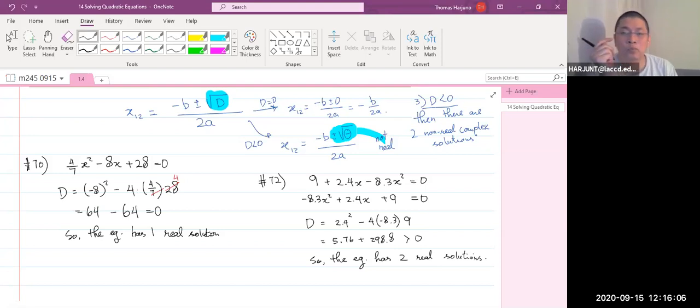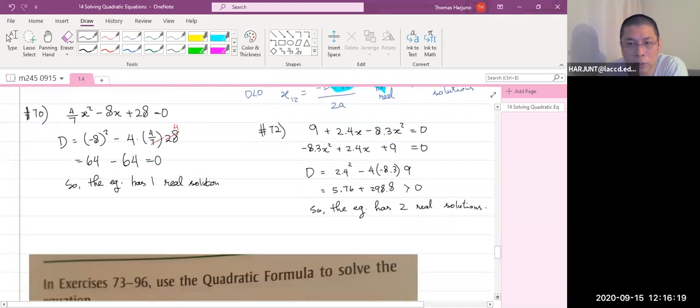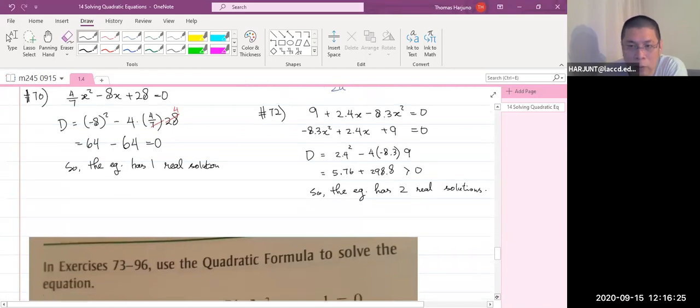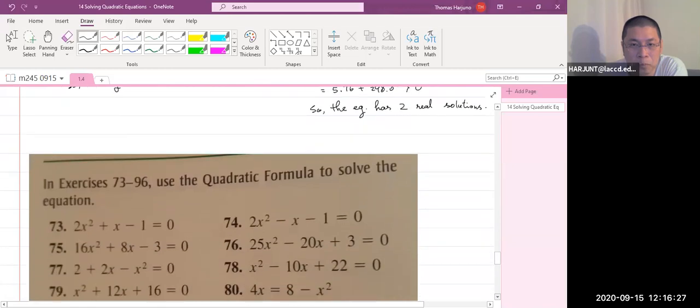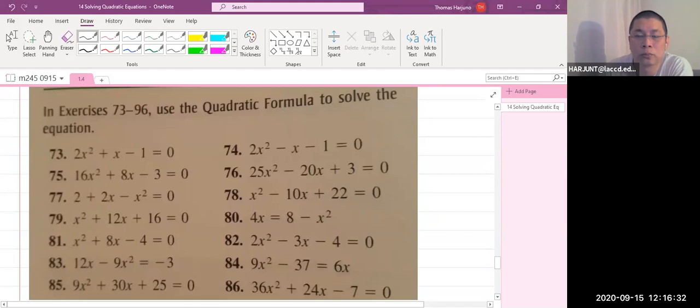Okay. Now, if the discriminant happens to be a perfect square, like a square number, then not only are there two real solutions, but we have rational solutions. In other words, that would be factorable. Okay, let's apply quadratic formula into these cases.